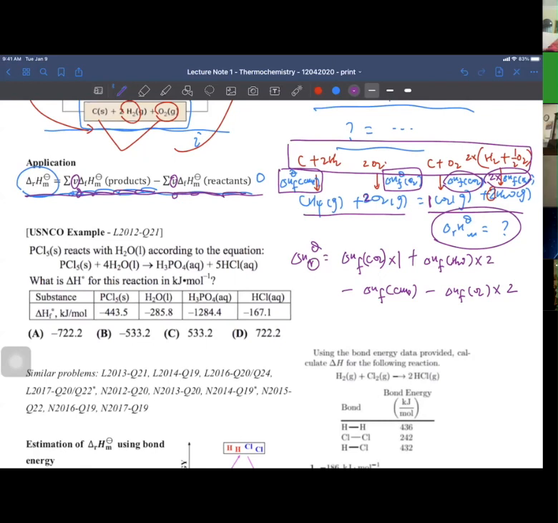Okay, let's have a look at this example. It might take a while, so I will not give you a poll. You guys can take 1 minute to try the method, and hopefully you can get the results. It's not so complicated. Remember, products minus reactants multiplied by the coefficient.